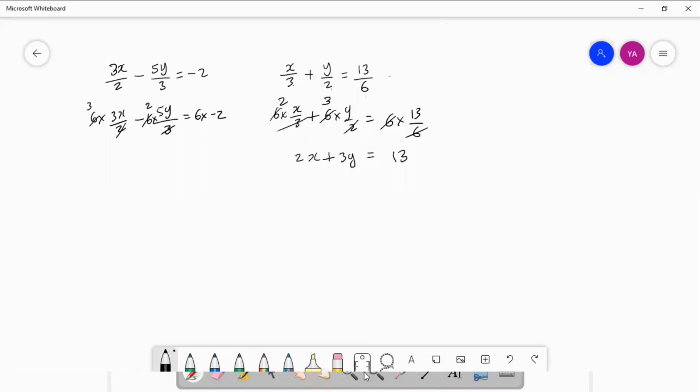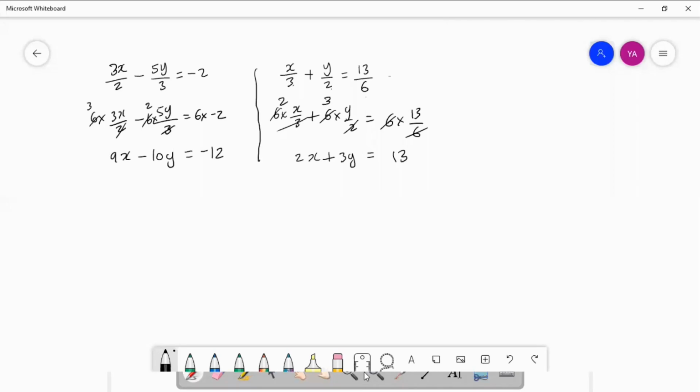So 3 times 3x, how many x? 9x. Minus 2 times 5y, 10y. Equal to 6 into minus 2, which is minus 12. So what we did now is we just removed the fractions. Without removing the fractions you can also do it, but that becomes more difficult. So we do it like this.